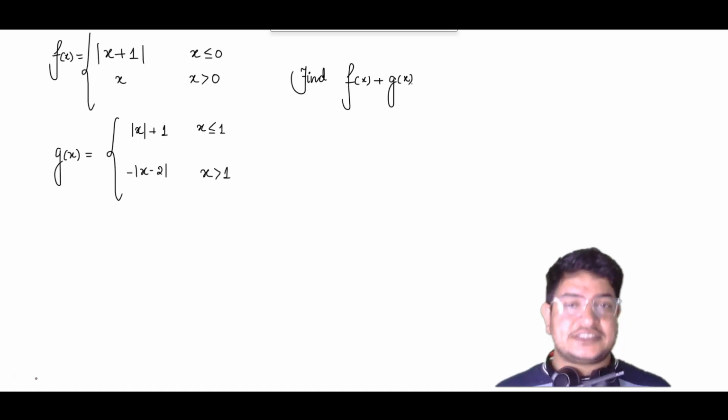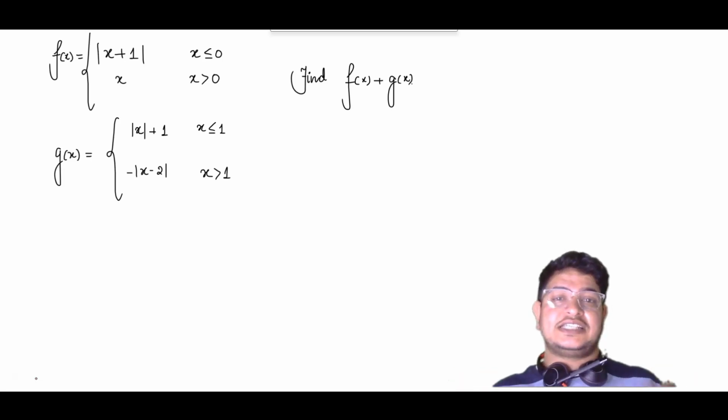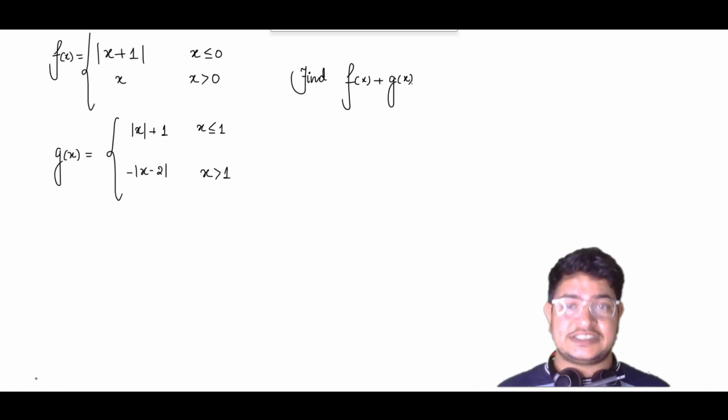Now we have g(x), which is given as mod of x plus 1 for x less than or equal to 1, and negative of mod of x minus 2 for x greater than 1. Now we have to add this function f(x) and g(x).